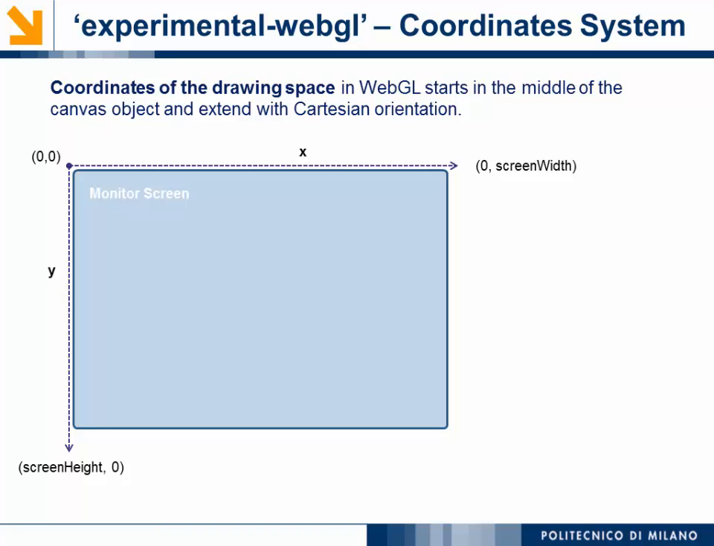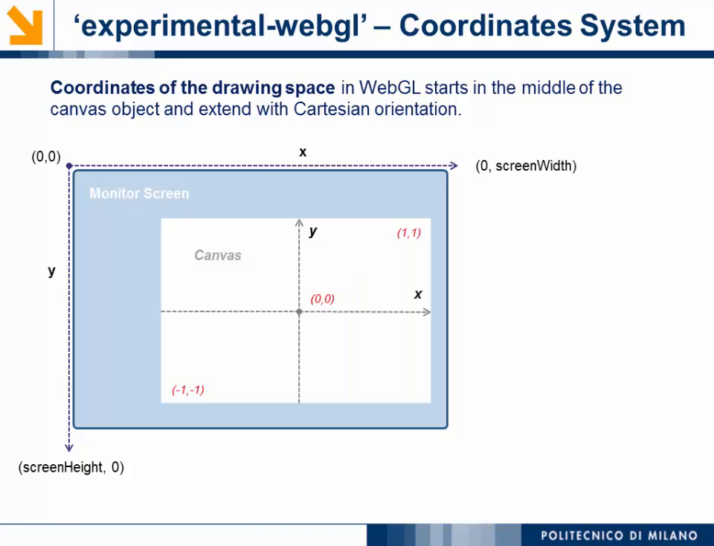Coordinates of the drawing space. In WebGL, they start in the middle of the canvas object and extend in a normalized way like a normal Cartesian plane, with the center at 0, 0, from -1, -1 up to 1, 1.